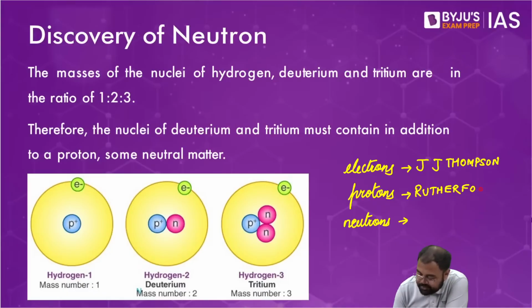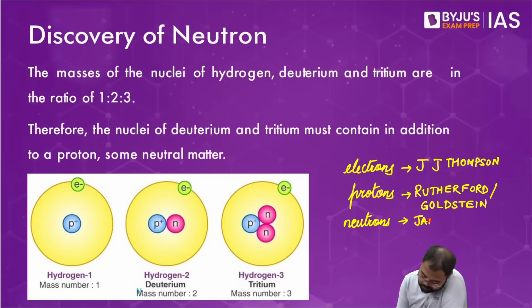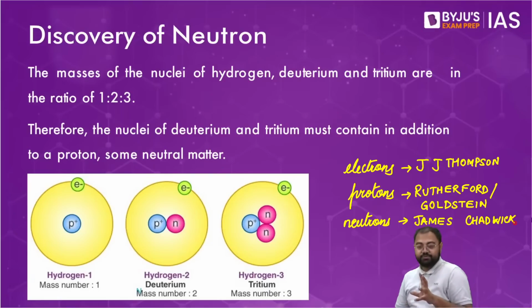Protons, most of the time we attribute it to Rutherford, but there is one name that we should not forget, that is Goldstein. I'll tell you why. And neutrons is James Chadwick. In the case of electrons and neutrons it's fine, there is just one name. But for protons, I've mentioned two names for a reason. If it is about the specific discovery of the charged particles inside the atom, it's Rutherford.